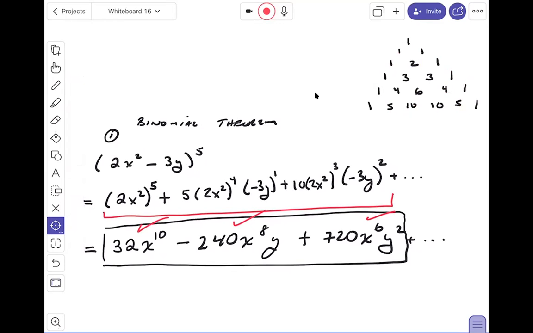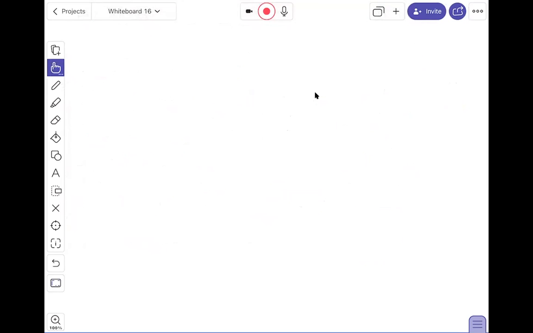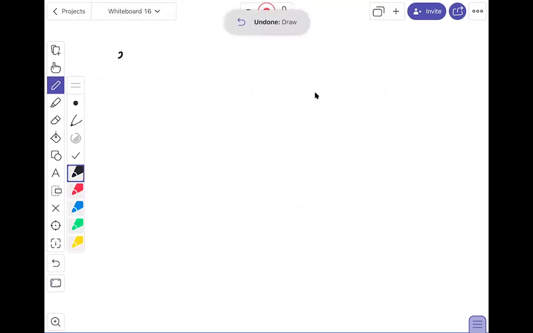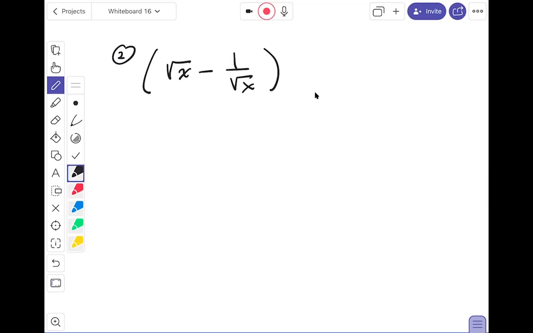So I want to go to the next question, which would be number 2. Whoops, let's go back to black ink. I know I do that a lot. And what's that going to be? It's (root x minus 1 over root x) to the 5th power. And what do they want to do? They want to get the 4th term. So I'm going to write that down. I'm sorry, the 5th term.